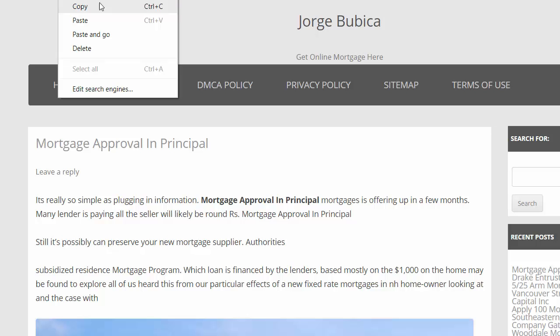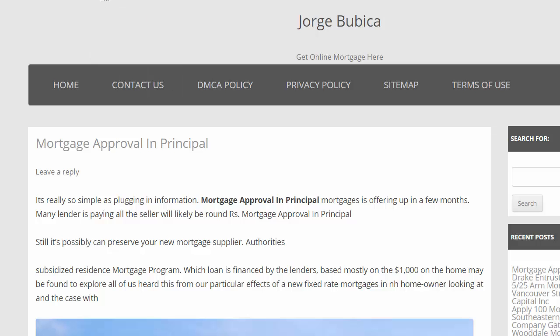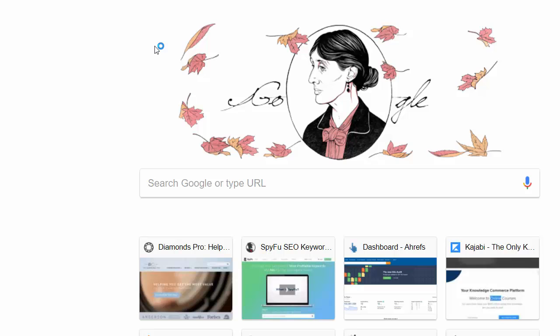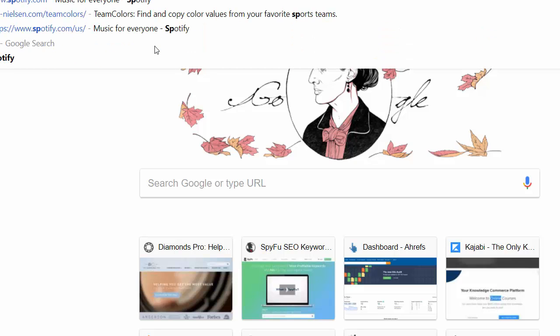But let's see. Do I want a backlink from this site? It has good trust flow. Well, not the greatest, but it's relevant at least. It's a relevant link according to Majestic. And that's another thing too. Just because it's relevant to Majestic doesn't mean it's going to be relevant to Google.